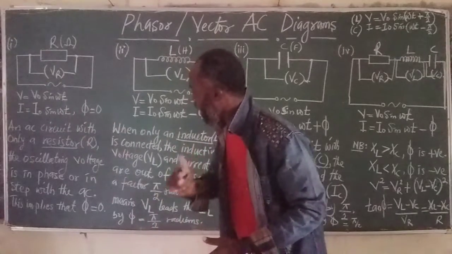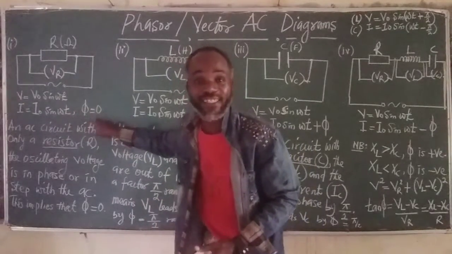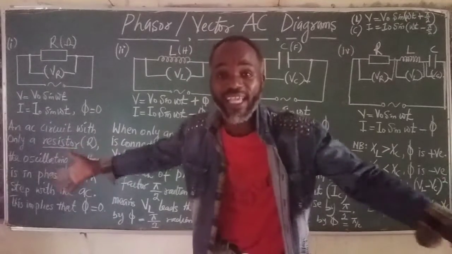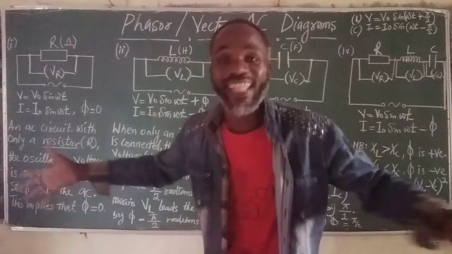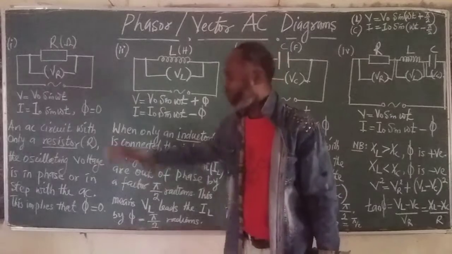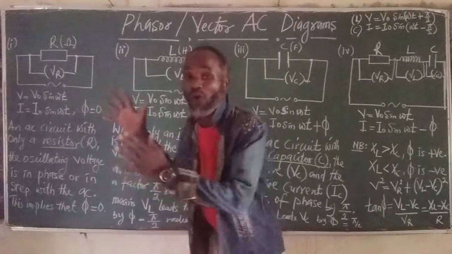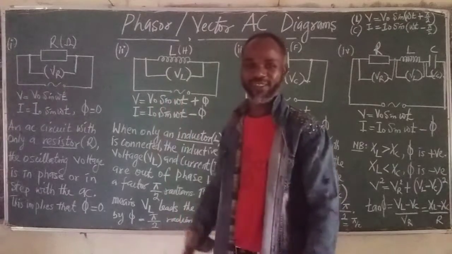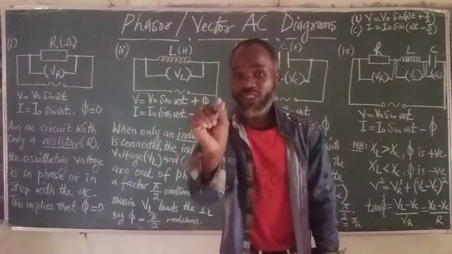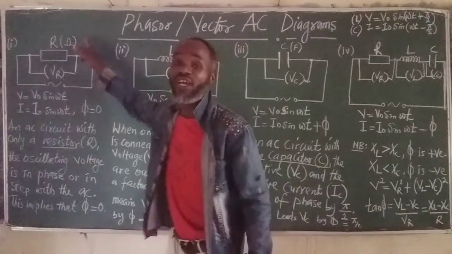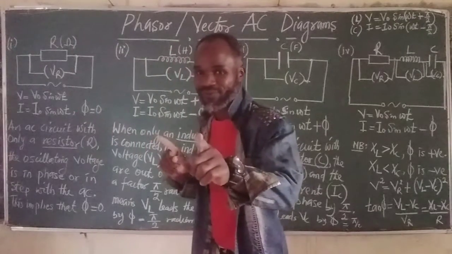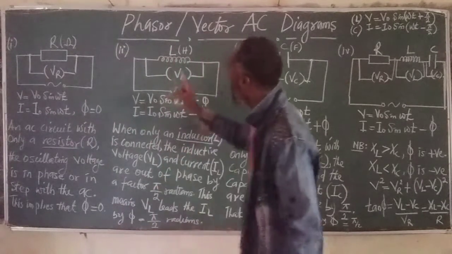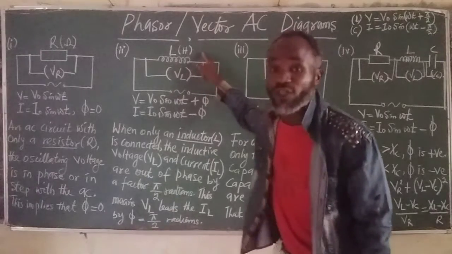And that is the reason why the phase angle phi is equal to 0, because there is no lead, neither is there any lag. That's the first thing we need to understand here. Both current and voltage are in phase under the condition that the circuit contains only a resistor. Take notes. Then the second circuit has to do with an inductor.